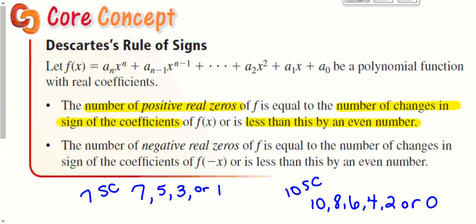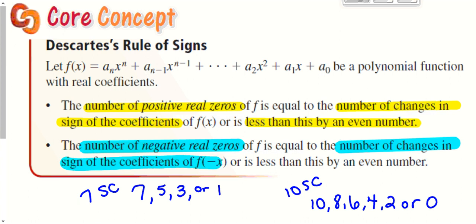Now, also on this same note, the number of negative real zeros is equal to the number of changes in the sign of the coefficients of f of negative x. So you're going to be counting the same way, and it's or less than this by an even number. So you're going to be counting it up the same way, except we're going to have to mess with the equation by multiplying by a negative. So let's look at all of that.